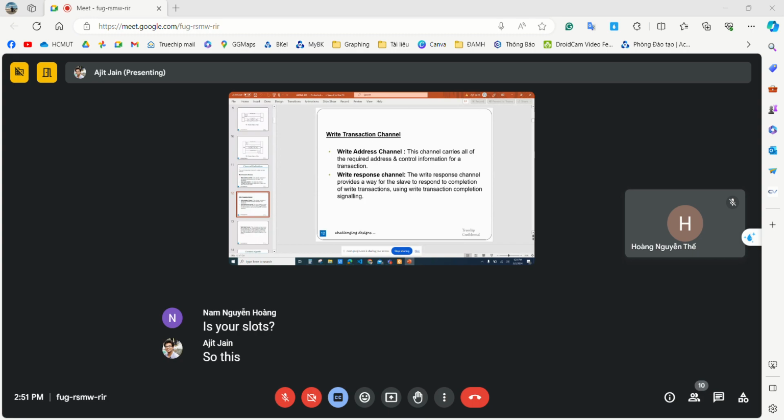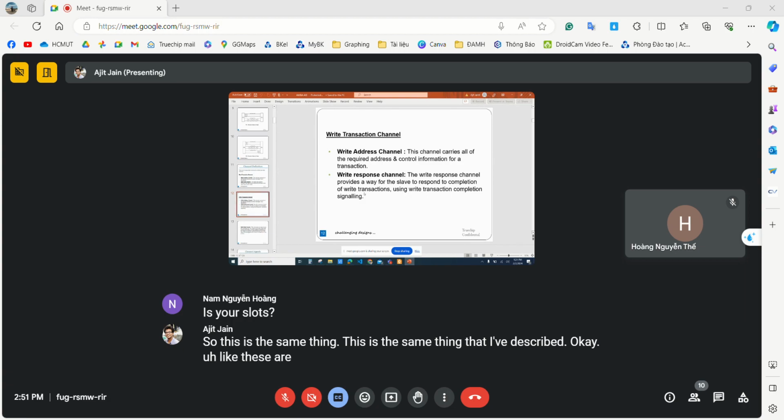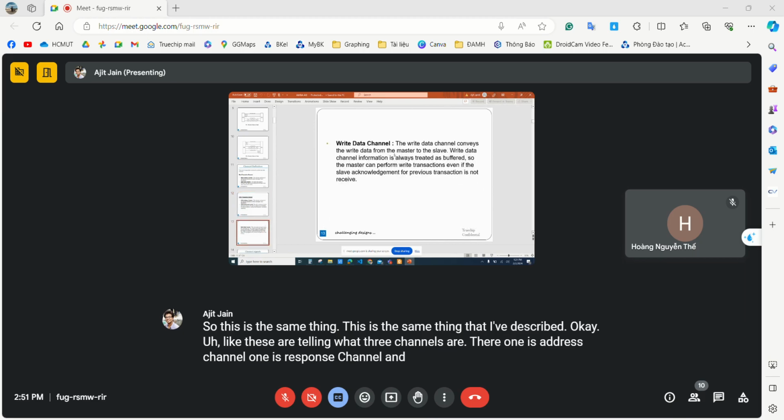Sure. This is the same thing that I have described. These are telling what three channels are there. One is address channel, one is response channel, and one is data channel. That's it.